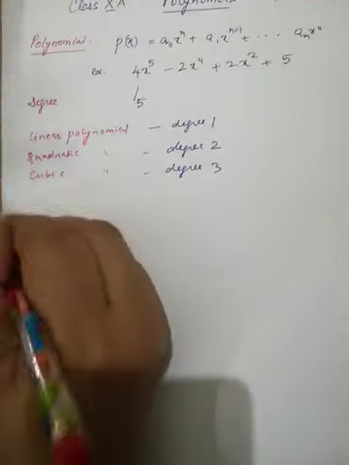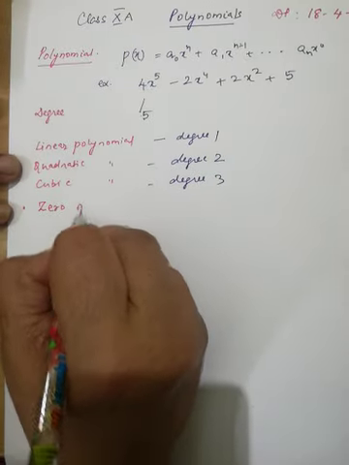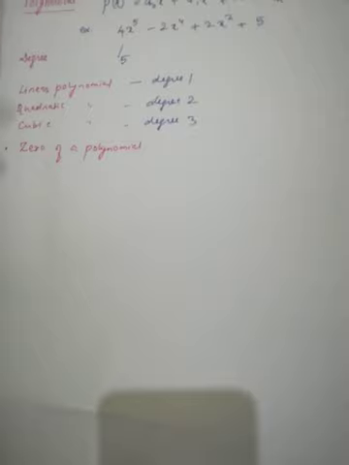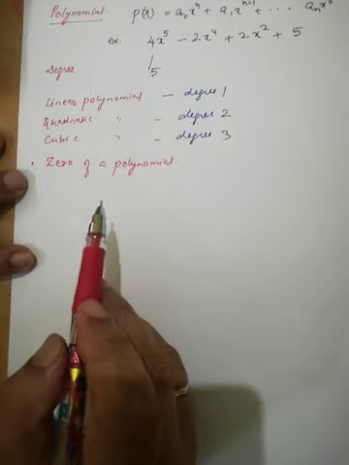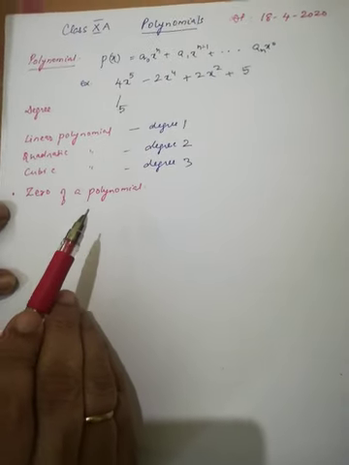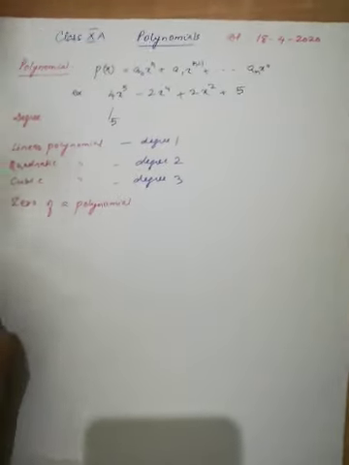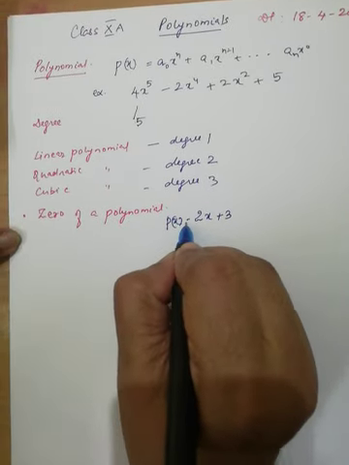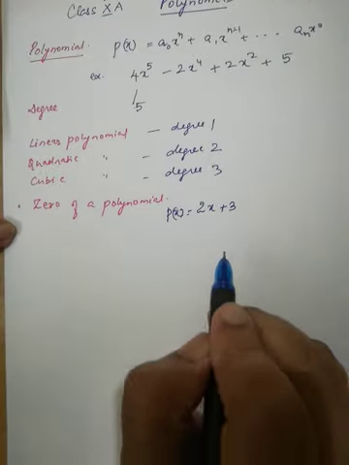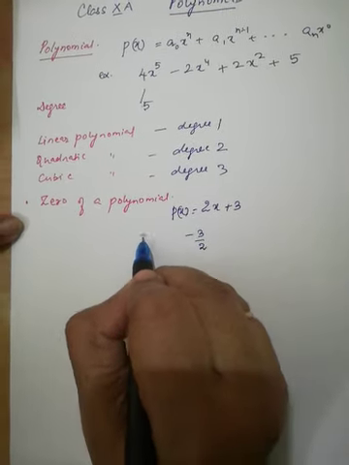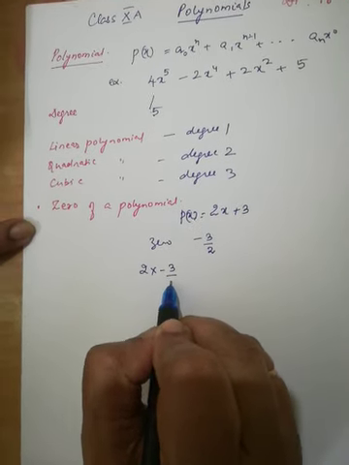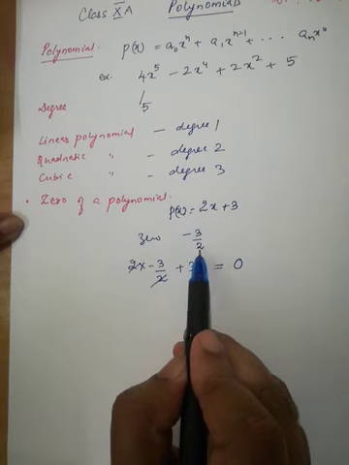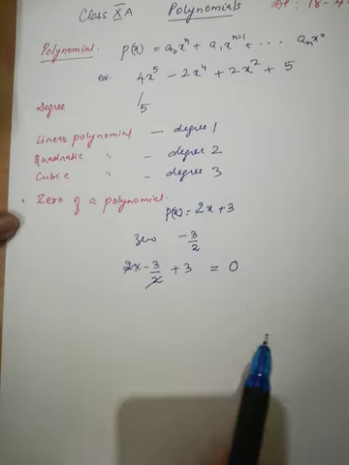Now, the next part which we have learned was very important, and that was zero of a polynomial. I hope you remember. Zero of a polynomial in x is the value of x for which the polynomial becomes 0. For example, if we have a polynomial 2x + 3, this is a linear polynomial, and the zero of this polynomial will be -3/2. That will be 0 because when you substitute -3/2 in place of x, you get the answer 0. Therefore, -3/2 is known as the zero of this polynomial.